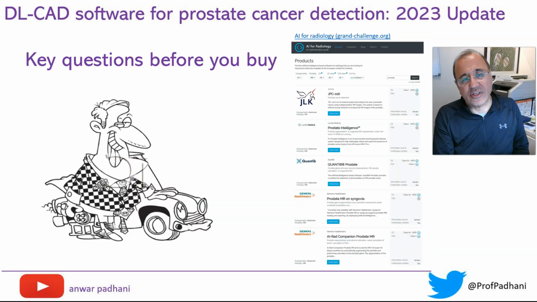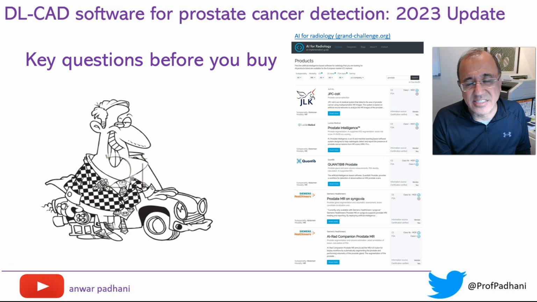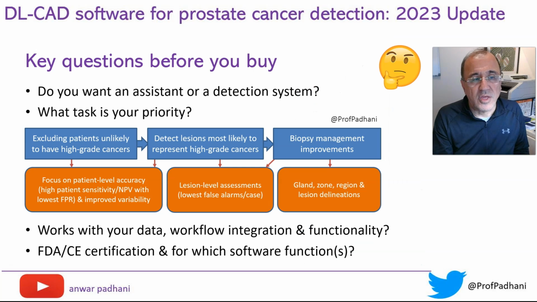So what are the key questions that you need to ask of any manufacturer before you buy? Well, there are some questions you should ask yourself. Do you want an assistant or a detection system? And that's quite important. What is your task priority? So for a radiologist, it may be that you want to exclude patients unlikely to have high-grade cancers.